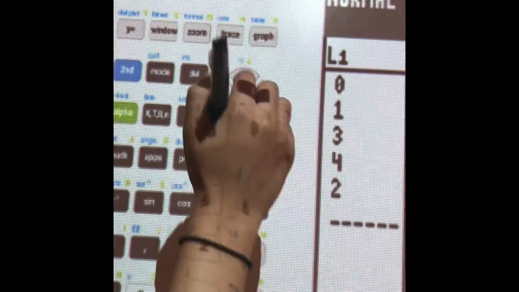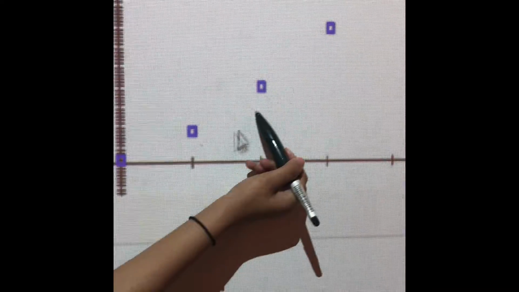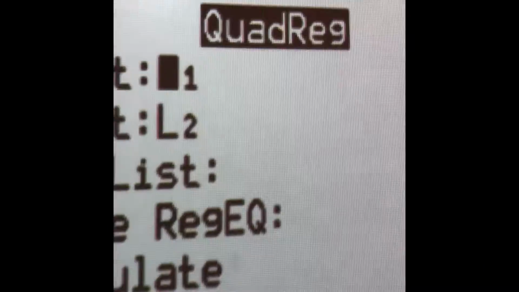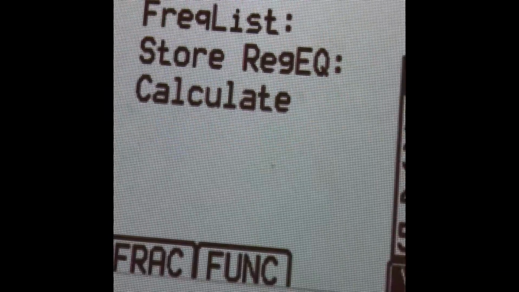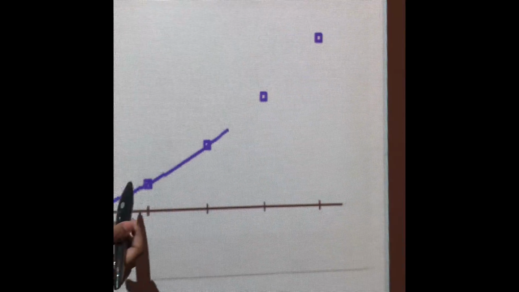For the second example, make sure stat diagnostics and plots is on, y equals is clear, and stat is clear. Input your data, zoom 9, look at your curve. This is a quadratic curve, as you can tell by the way it comes down and then goes up. So go to Calc and 5 for quad reg, store in y equals, and calculate. This should show you your curve. And based off the equation, the r squared is 1, which means it should perfectly fit your data.